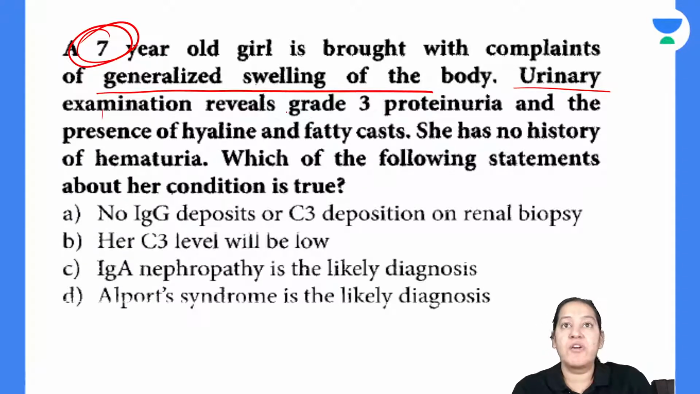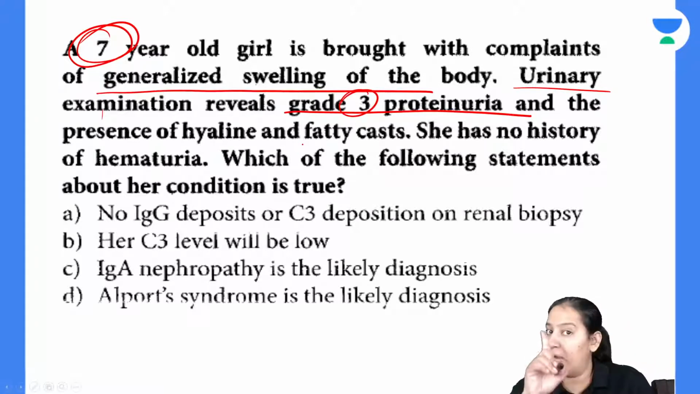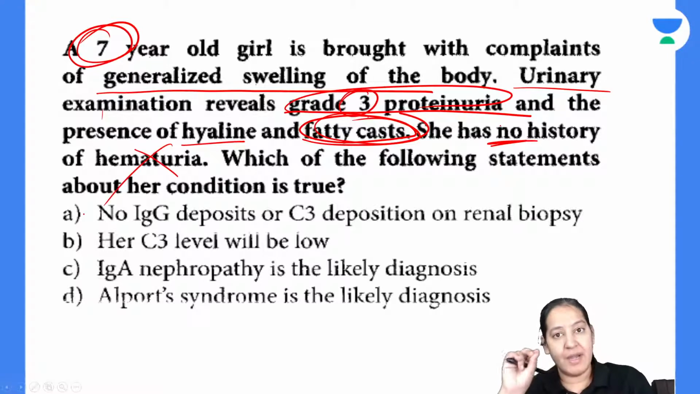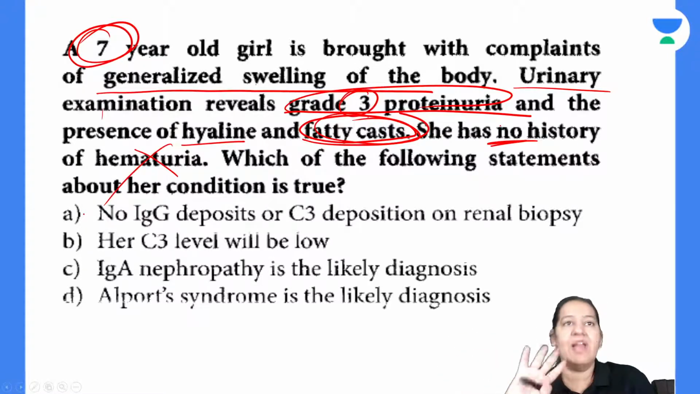Urinary examination shows grade 3 proteinuria. By grade 3, I mean severe proteinuria. It is not grade 1, grade 2, it is grade 3, the highest grade, and presence of hyaline cast and fatty cast. Fatty cast indicates lipiduria. So the patient is having severe proteinuria and lipiduria. She has no history of hematuria. You ask the parent, is the urine red anytime? No, there is no blood in urine. Hematuria is absent. This negative finding is really very important.